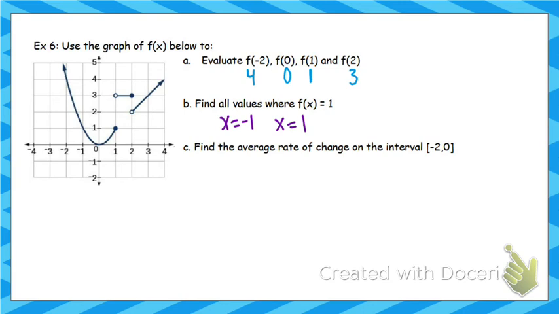So average rate of change on the interval -2 to 0. That means from this x until this x. Those are two different x values, not a coordinate. So it's saying from the x value of -2 until the x value of 0. What is the slope between those two points? Rise over run. First of all, it's negative, and I'm going up 1, 2, 3, 4, and over 2. So the average rate of change on that interval is -2.